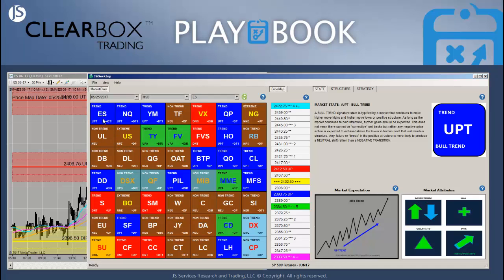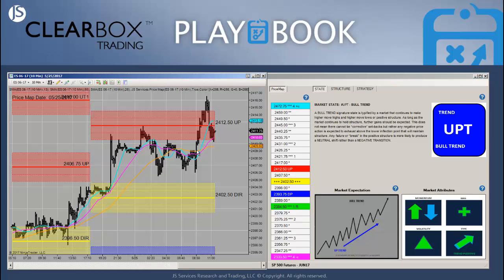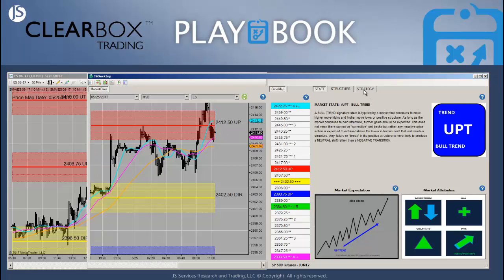So we're taking a look at the market. Notice the S&P is in a bull trend. We have sentiment way below the market, and we like that situation, when the market is trading up near the upside pivot, we can get an exhaustive signal.